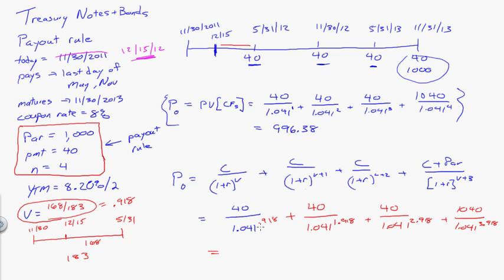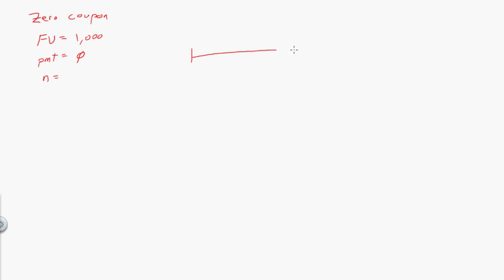Alright, a couple other conventions here, and you kind of have to do things the way people have done them, whether it's necessarily the most logical way or not. That really doesn't matter. So what I want to talk about next is what we call zero coupon bonds. Zero coupon bonds have a payout rule, and the payout rule is the future value is $1,000, the payment is equal to 0, and n is the number of periods.